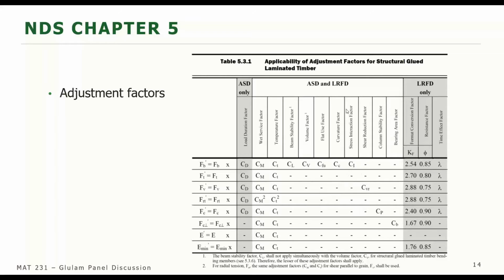So things like this curvature factor, C sub C, and the shear reduction factor, C sub VR. Those are ones that we don't really see in our other materials. So you wouldn't see something like that if you're in Chapter 4 designing a solid sawn member or a heavy timber member, for example.